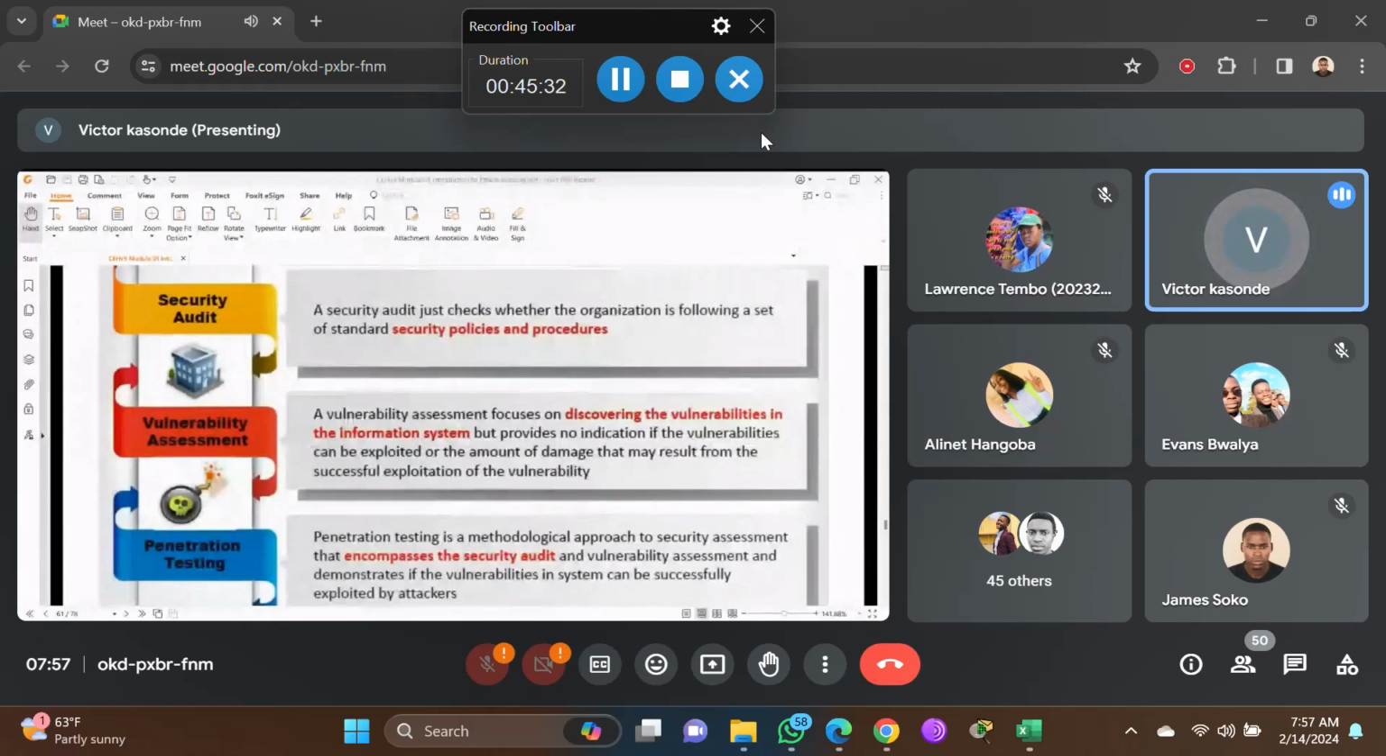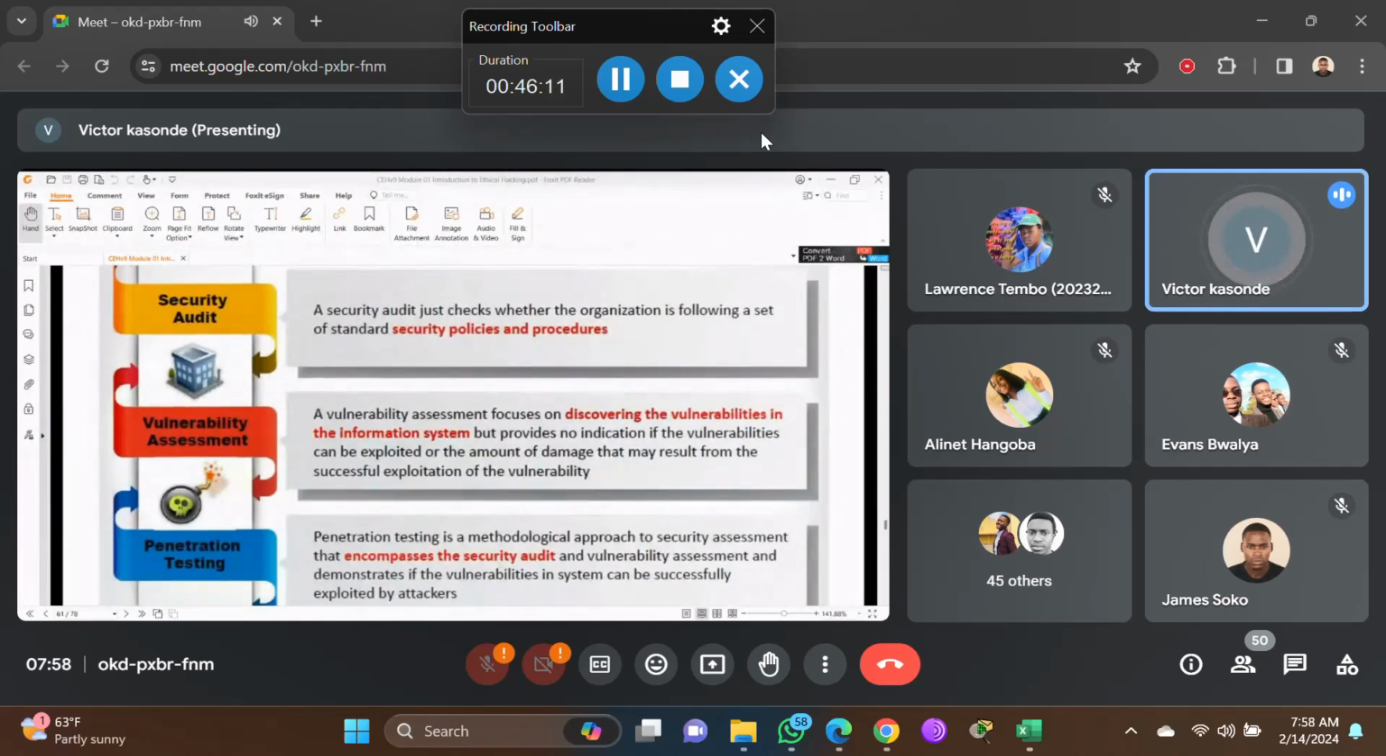So even here on vulnerability assessment, you just assess. You discover vulnerability in the information system, but you don't know the extent of the damage a hacker can do when he executes that. You don't know. But in penetration testing, you test the way the hacker can behave, and you do it.